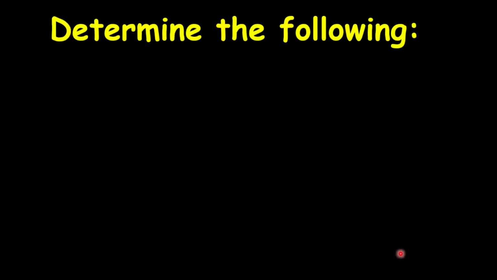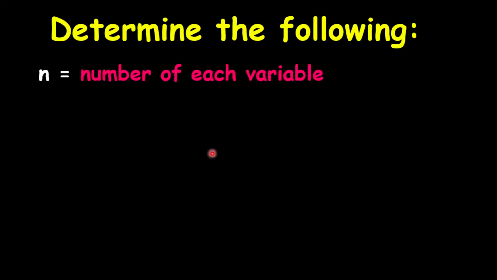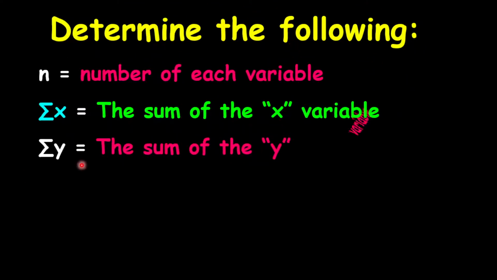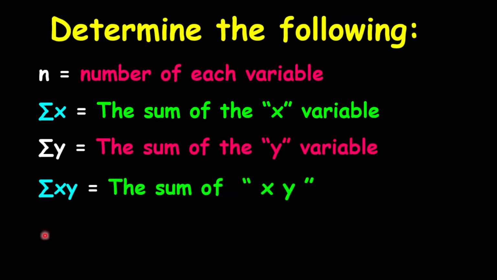What is also important here, you need to determine the different parts of the equation, and so you want to determine what n is, and n is the number of variables. So depending on how many variables or pairs of variables you have, that is your n value. The sum of x, so this symbol means the sum of the x variable. So you're going to add up all the values of x, and also the sum of y, which means you're going to add up all the values of y. And then you have the sum of xy, which means you're going to multiply x and y and add all of those values.